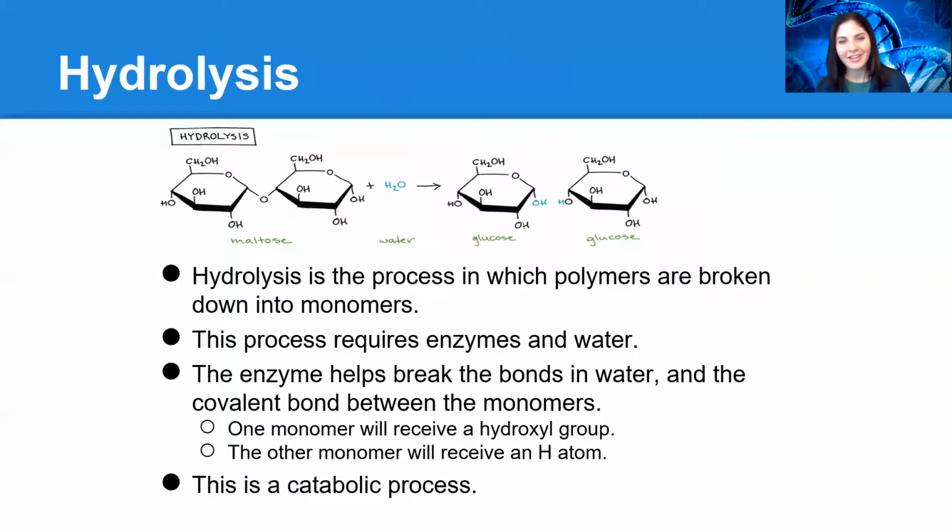And again, the opposite of that is called hydrolysis. Hydro means water, and lysis means to split. Hydrolysis is the process by which those polymers are broken down into monomers, and it does require enzymes and water. The enzyme helps to break the bonds in the water and the covalent bond between the monomers. One monomer will receive that hydroxyl group, and the other monomer will be left with that hydrogen atom. And this is a rawr catabolic process, meaning those bonds are broken using that process of hydrolysis.